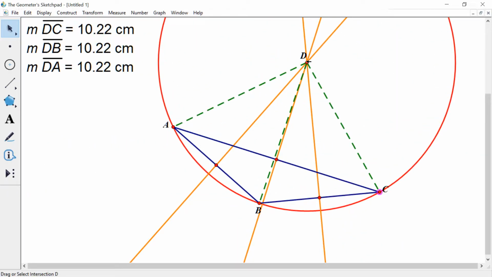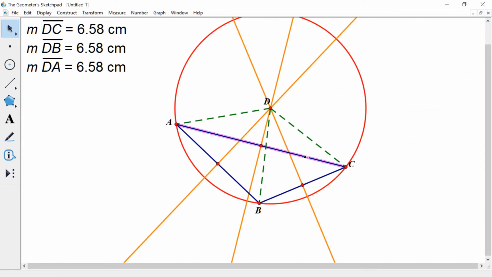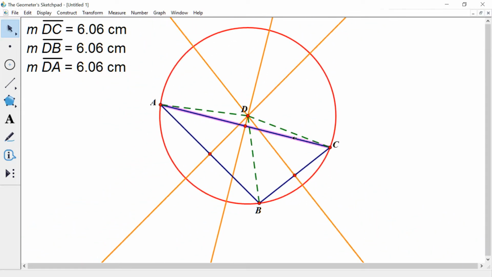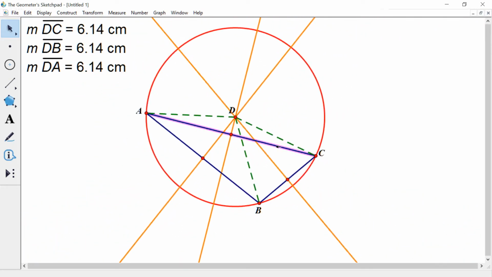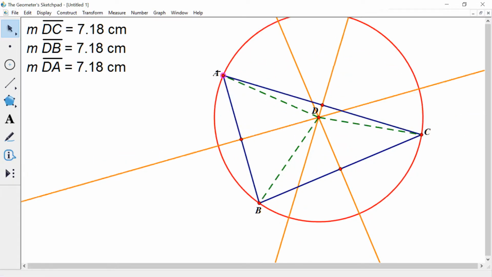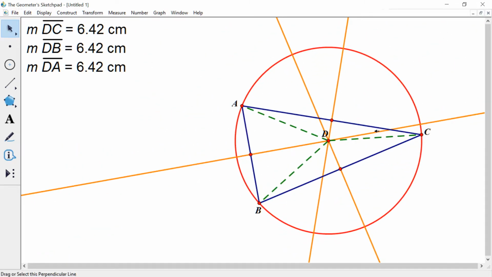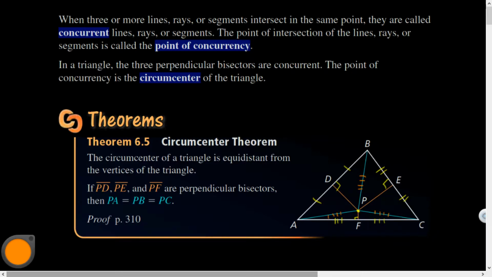This point of concurrency will be equidistant from my 3 points. We'll see how we can put that to work in just a moment. It's called the circumcenter because it's the center of the circle that circumscribes the triangle. It's the circle that hits all 3 vertices of the triangle. Wow, pretty amazing. I think so too.